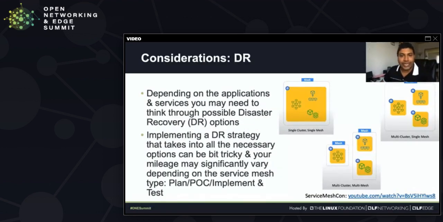Another popular consideration is DR, right? This is very much at its infancy, to say the least. You still need to monitor the space very closely. There are a couple of ways. You can have a single cluster in a single service mesh. You can have multi-cluster in one mesh, or you can go into multi-cluster, multi-mesh, the whole utopia mode over here, right? I have not seen that many significant developments there, but there are a lot of active conversations, so be aware of all the DR considerations as well.